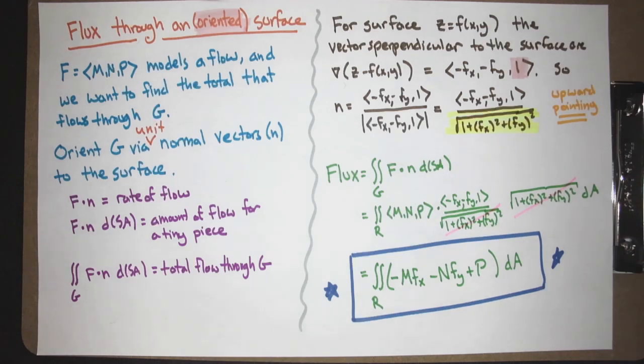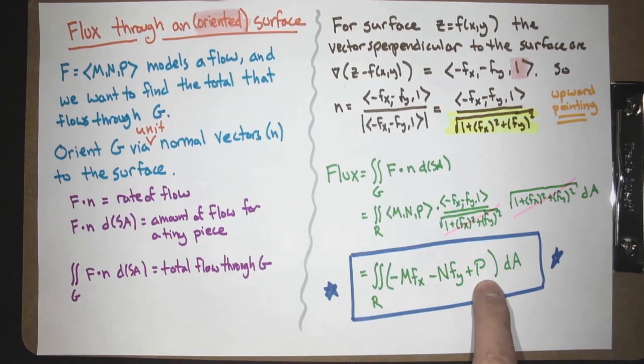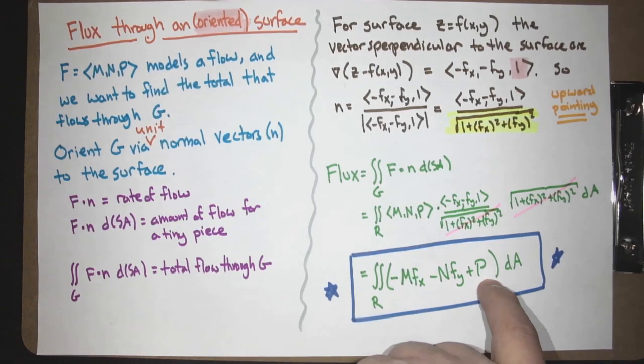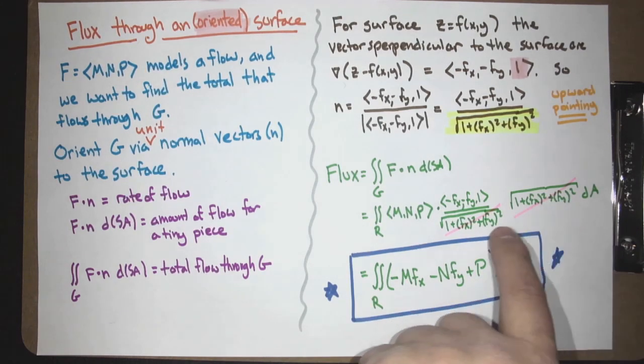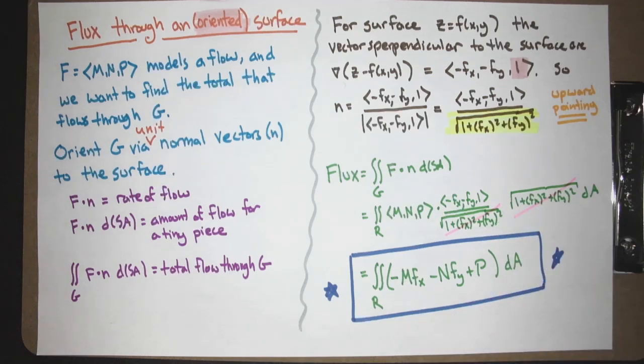All right, and so the punchline is minus M f_x minus N f_y plus P. The great thing is the n and the dS both have terrible parts, but their terribleness cancels each other out. All right, so this is a useful formula to have.